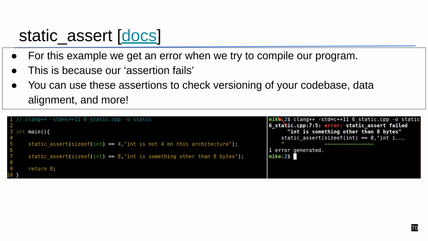This tells you, again, as soon as you try to compile your program, that int is something other than 8 bytes. So this one passed. Integer is indeed 4, but it's not 8 here. So this is kind of a fun example just to check what size your data is, because sometimes they vary on different machines. So you can test things before your program even runs, which is a nice testing strategy. And we'll do some of this in a few weeks.